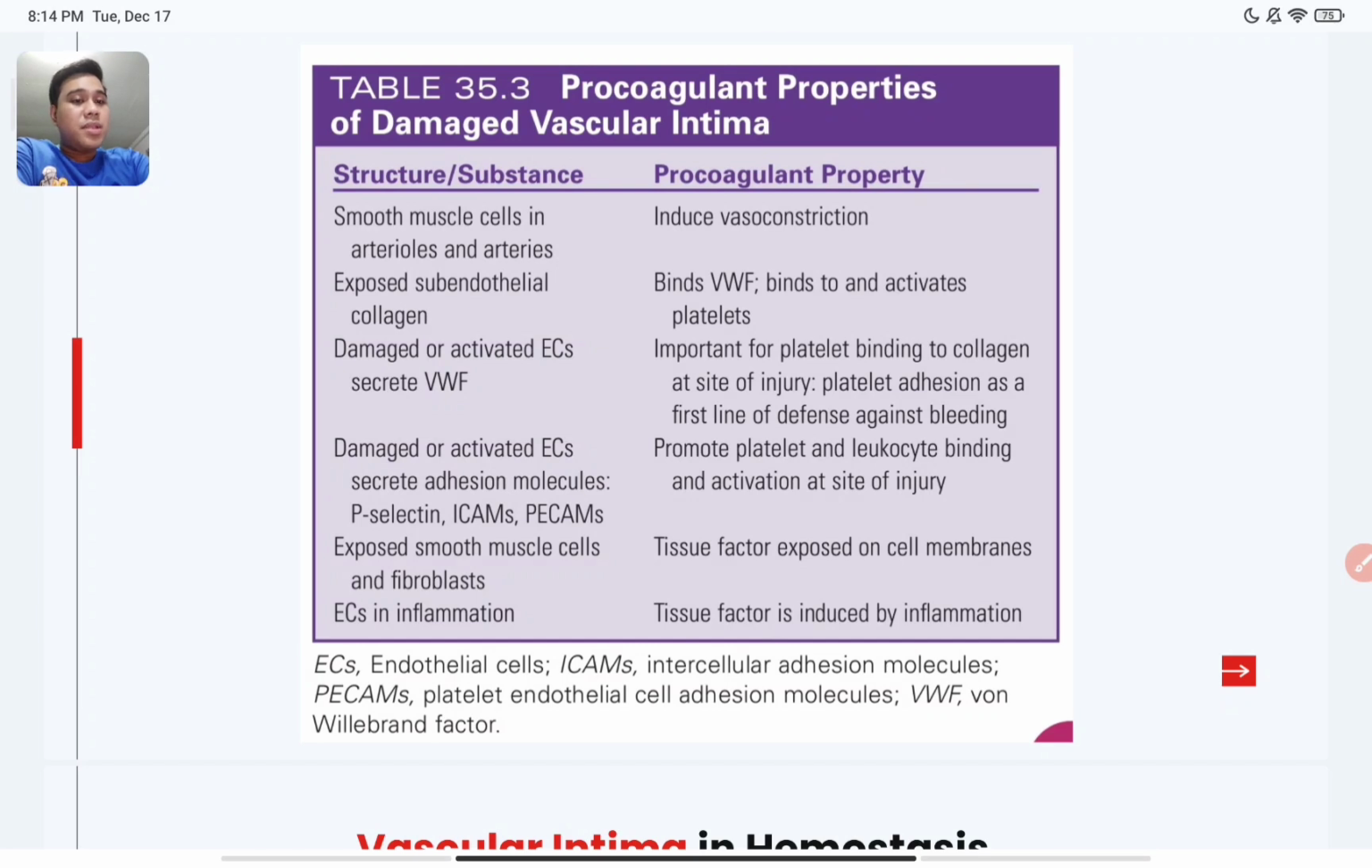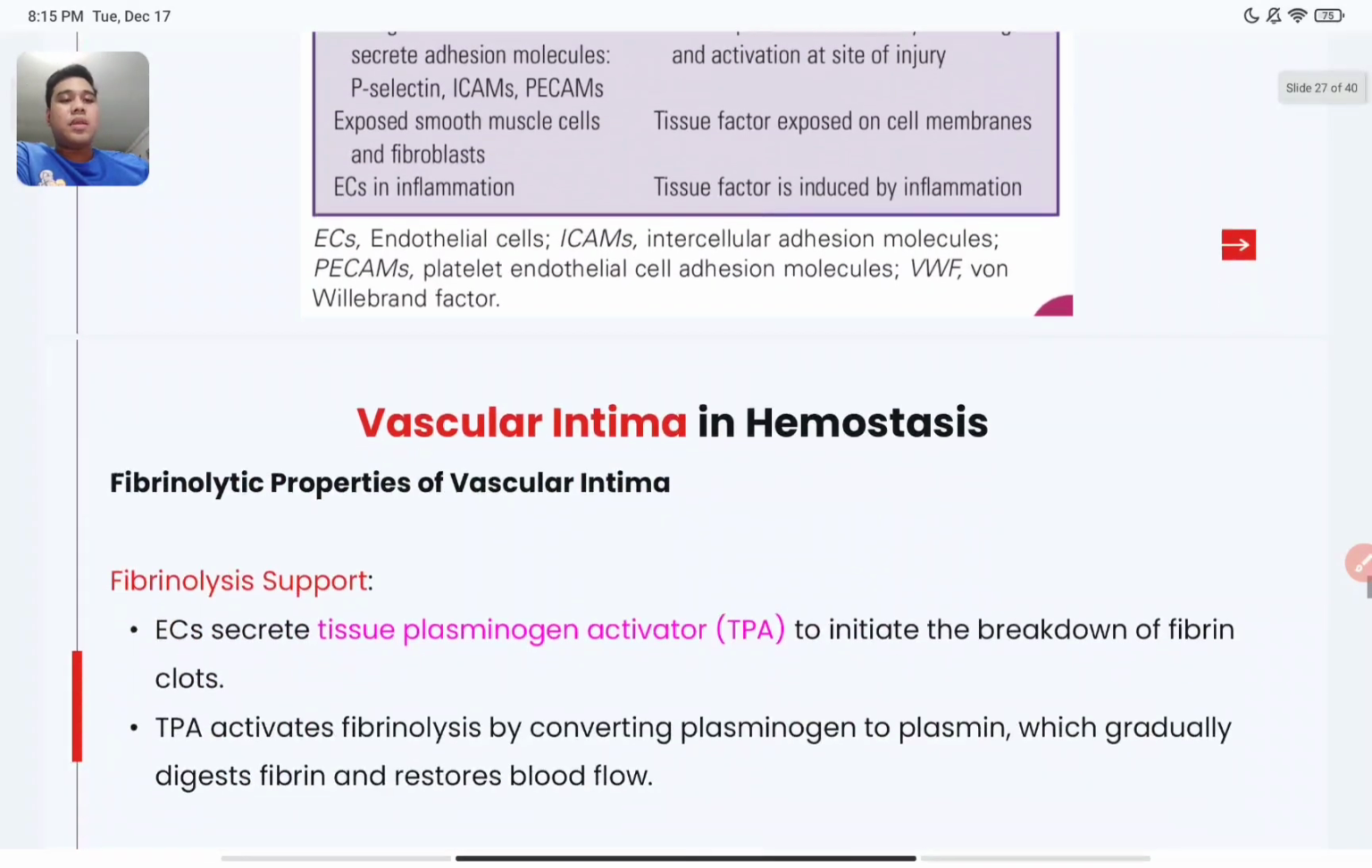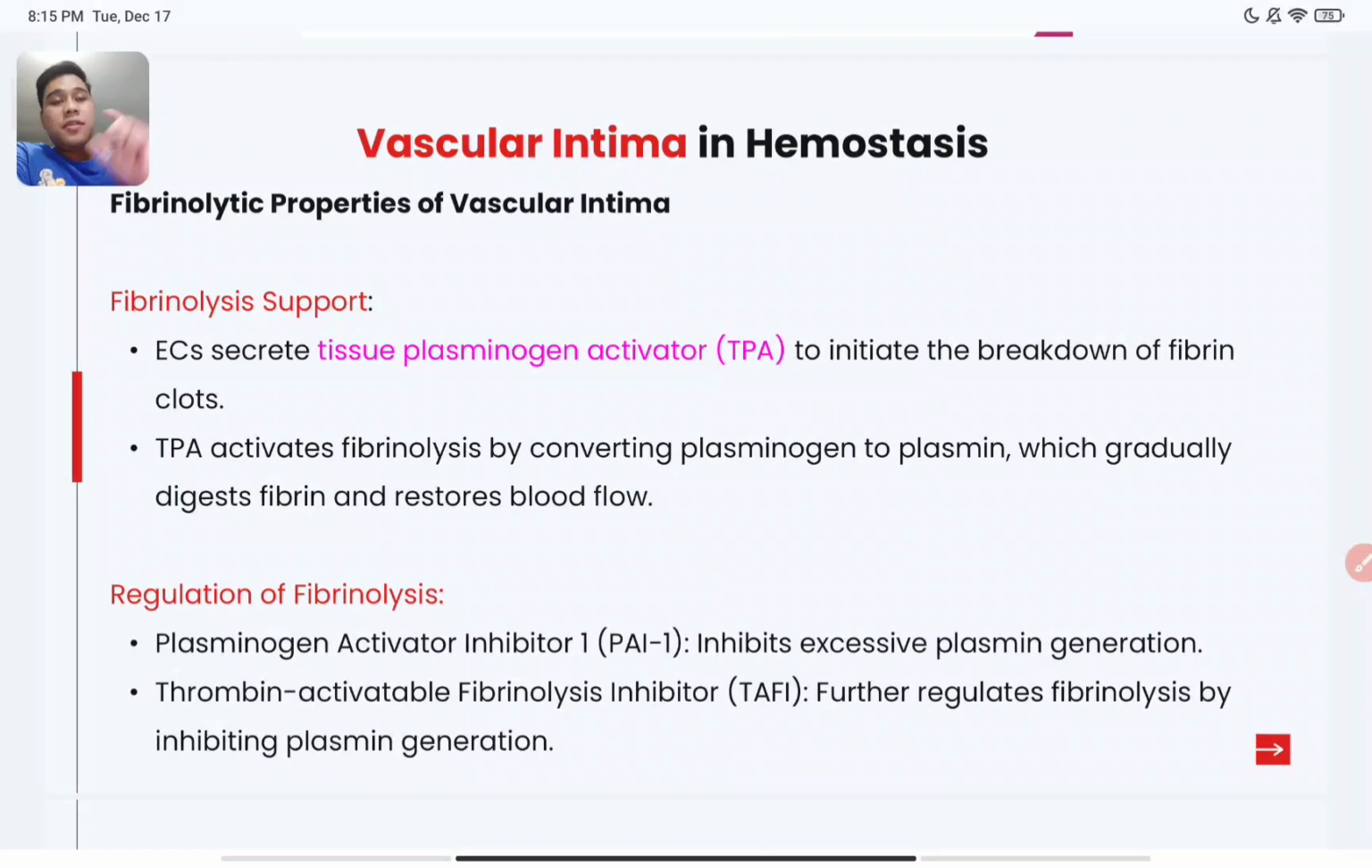So you have your P-selectins, ICAMs, PECAMs. So they promote platelet aggregation and leukocyte binding. You also have your endothelial cells in inflammation because your tissue factor is induced by inflammation. After that, of course, we have the anticoagulant properties and then your procoagulant properties. We also now have your fibrinolysis support. So the endothelial cells also secrete tissue plasminogen activator to initiate breakdown of fibrin clots.